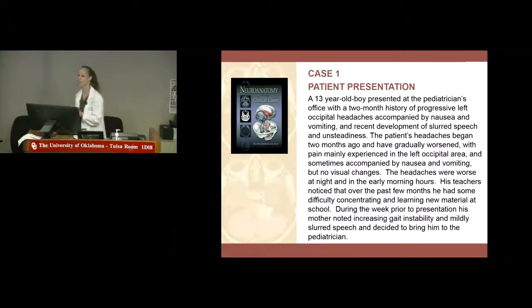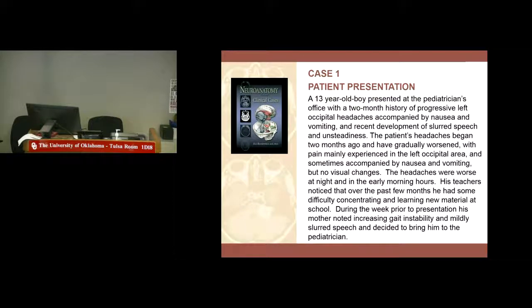Okay, so patient presentation. A 13-year-old boy comes to the pediatrician's office with a 2-month history of progressive left occipital headaches accompanied by nausea and vomiting and recent development of slurred speech and unsteadiness. A couple notes I'm going to tell you right here. 2-month history, does that sound like a vascular accident?